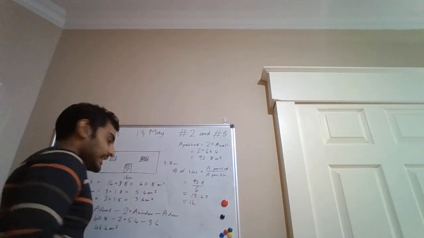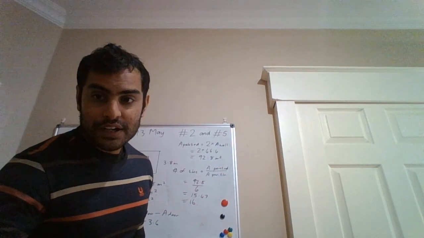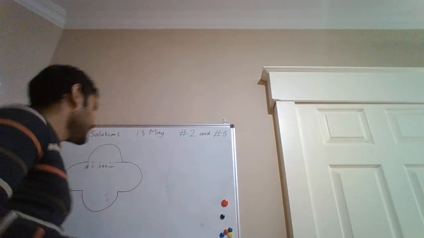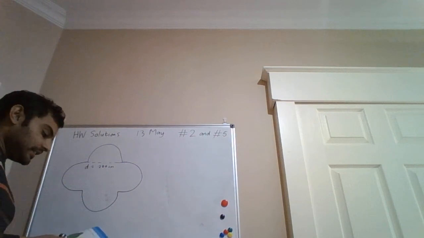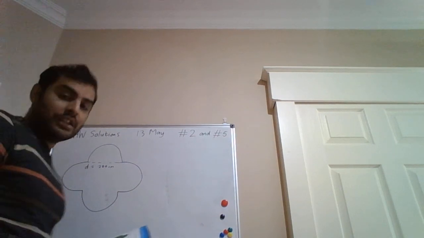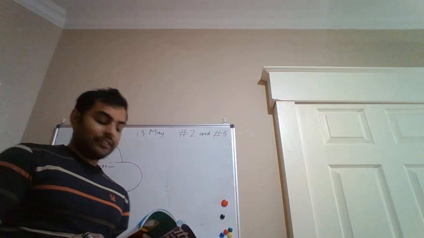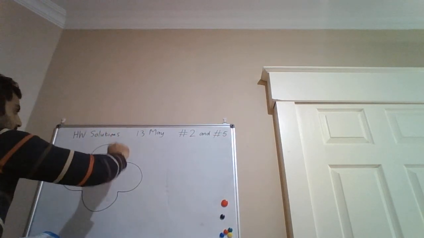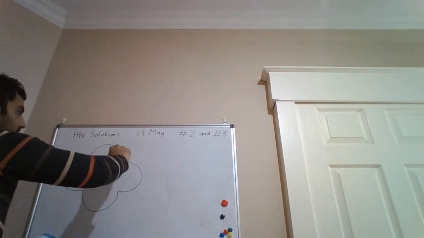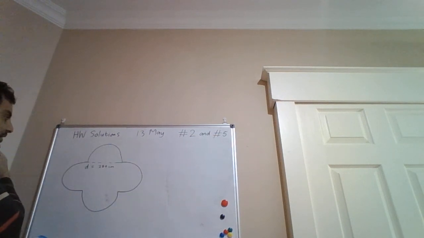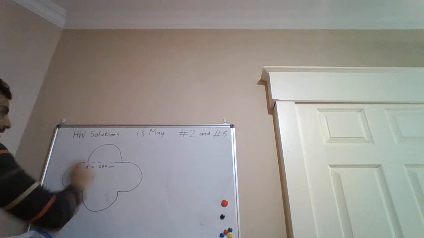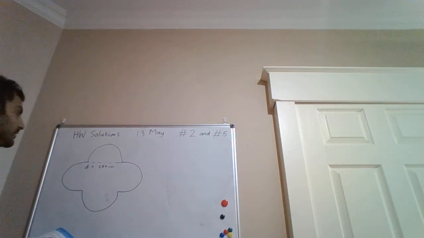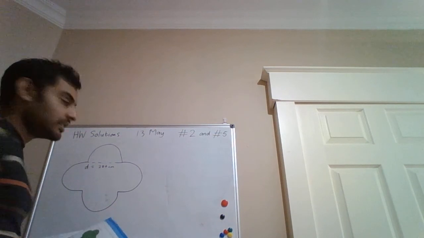So let's look at the next question, question 5. Okay, question 5, I've redrawn it here on the board. And it says, Paul has designed a herb garden as shown in the figure below. So there are 4 curves around the edges, and they give us this measurement here, diameter D equals 280 centimeters.